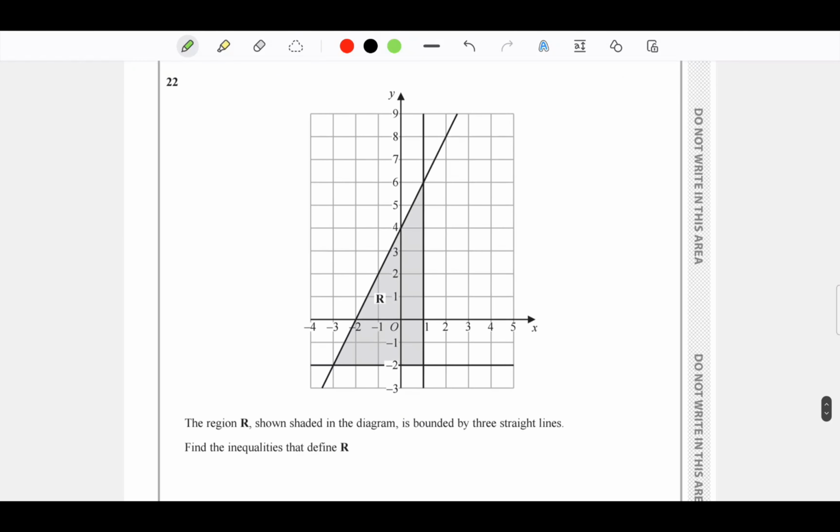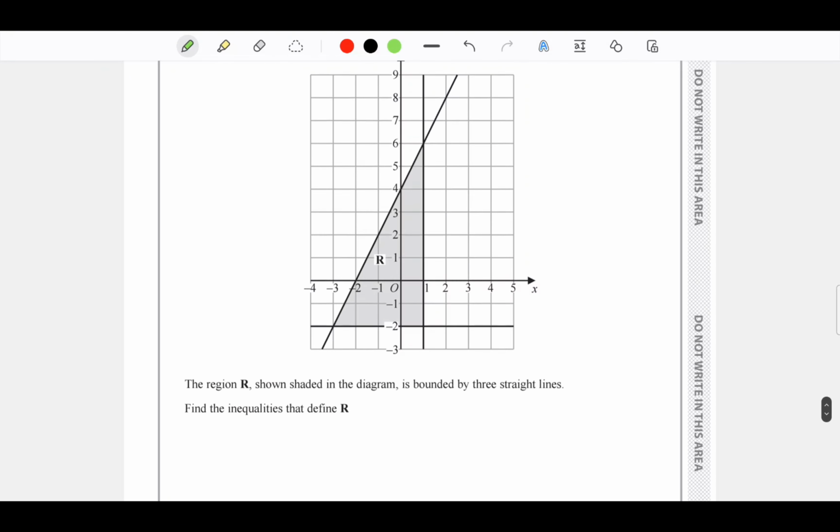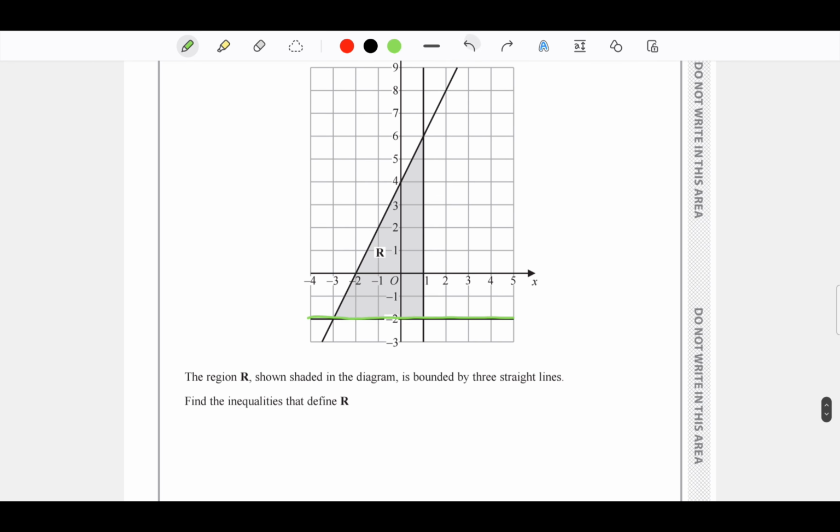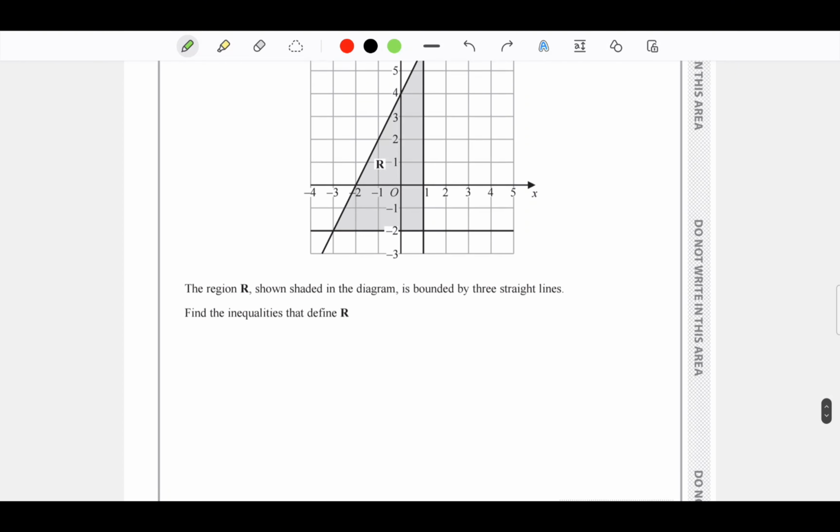Alright, question number 22. The region R shown shaded in the diagram is bounded by 3 straight lines. Find the inequalities that define R. The easiest lines to find are the ones that are not slanting. For straight lines such as that, you just need to find out where it cuts across.